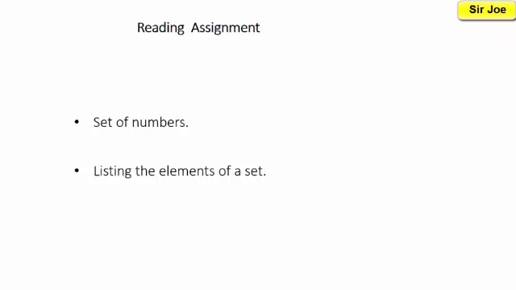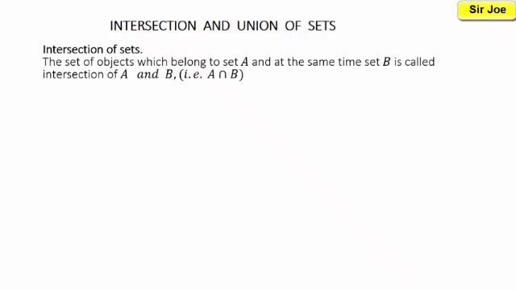Thank you. Now let's move on to intersection and union of sets. We will take the intersection of sets first. The set of objects which belongs to A and at the same time B is called the intersection of sets A and B, that is A ∩ B. The symbol there means the intersection. So you have a set A and a set B, and you realize that some of the elements in set A are also in set B. Those elements are called the intersection of the sets A and B.